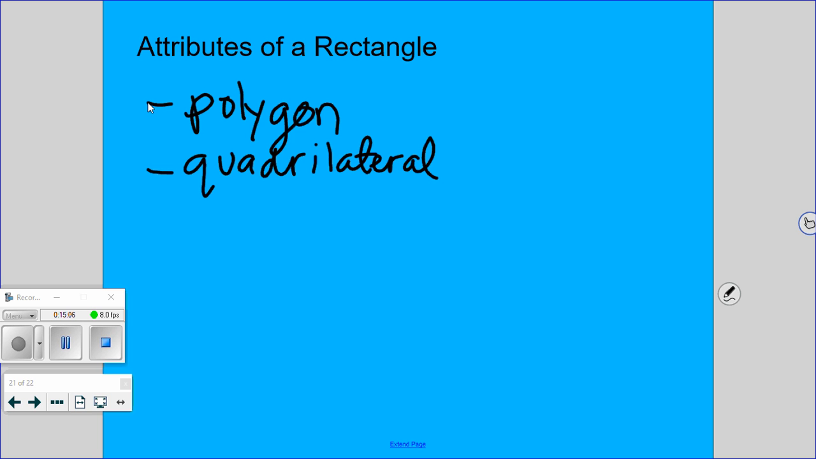We just learned about parallel sides. Does a rectangle have any parallel sides? Yes. How many pairs? Riley, how many pairs? 2 pairs. 2 sets.